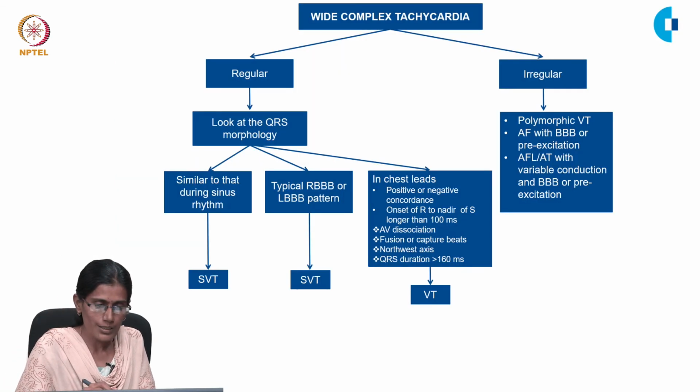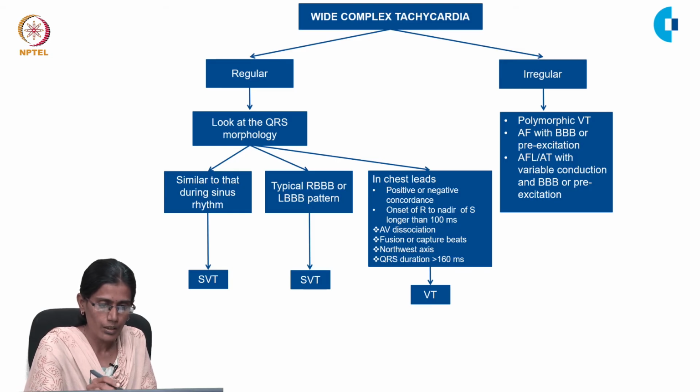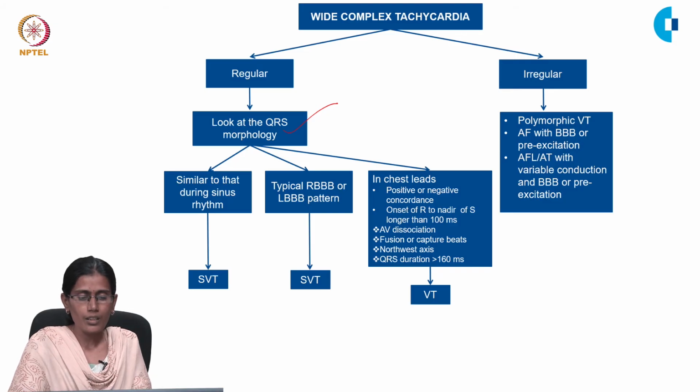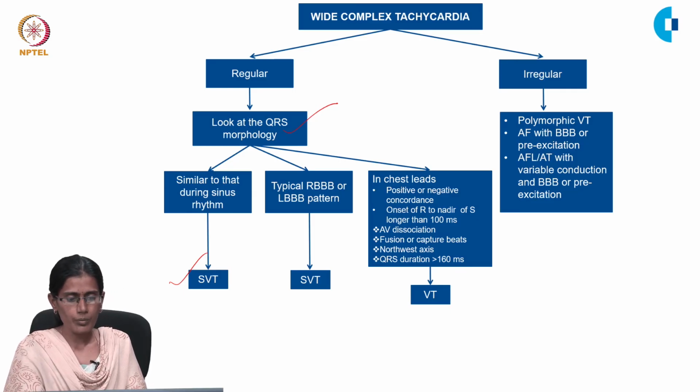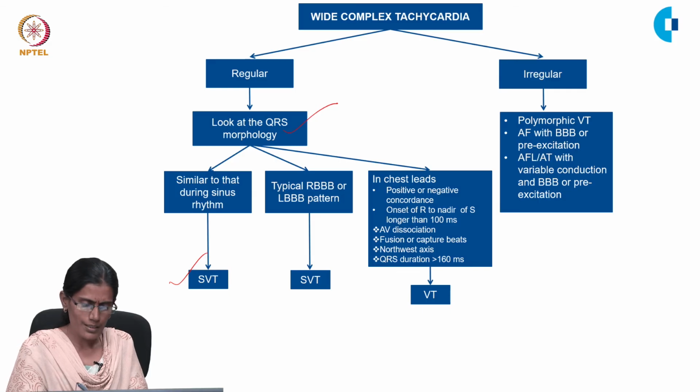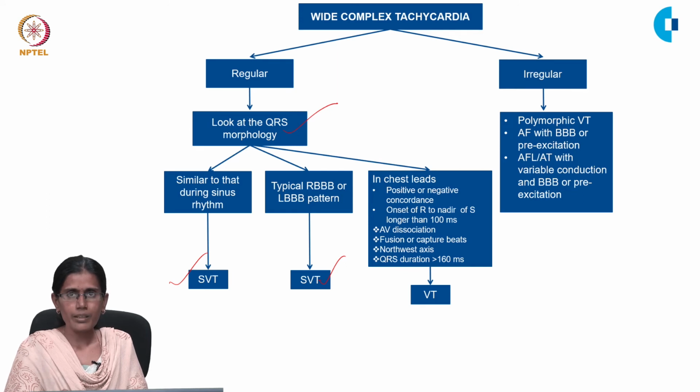So if you come across an ECG with regular wide complex tachyarrhythmia, look at the QRS morphology and compare it with the QRS morphology of the previous ECG that was taken during normal sinus rhythm. If both are similar, you say it is SVT with aberrant conduction. If the previous ECG is not there, you look for typical RBBB or LBBB pattern. If it is there, you are going to say SVT. If both are not there, then you are going to apply the Brugada algorithm. I have taken only a few points of the Brugada algorithm. You have to read fully about it.